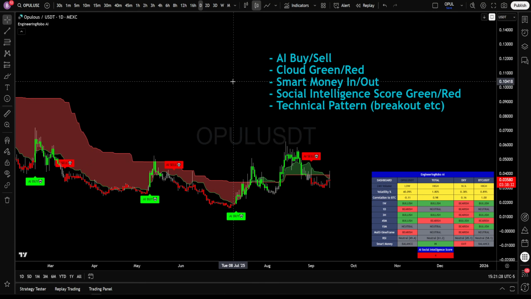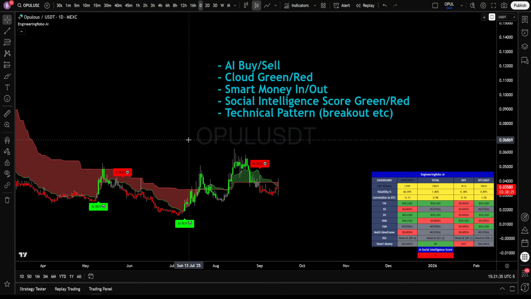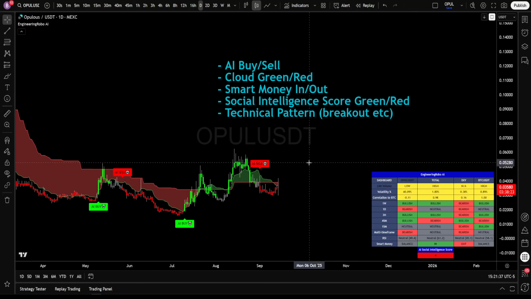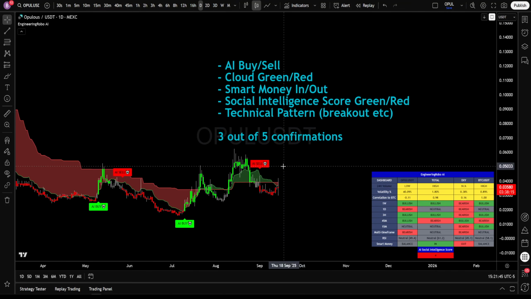All right, OPUL, this is one I talk about a lot. I just wanted to show you what it looks like currently if you were looking to accumulate it. And we're going to see if we have our 3 out of 5 confirmations. We need 3 out of 5, remember. So let's just see. We've got a sell signal.